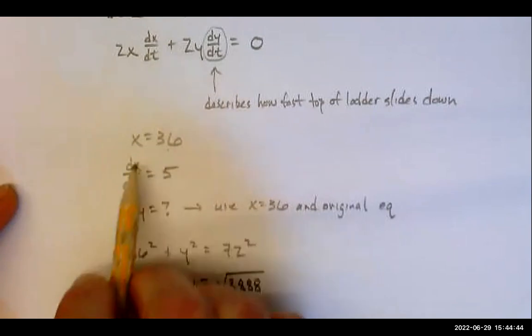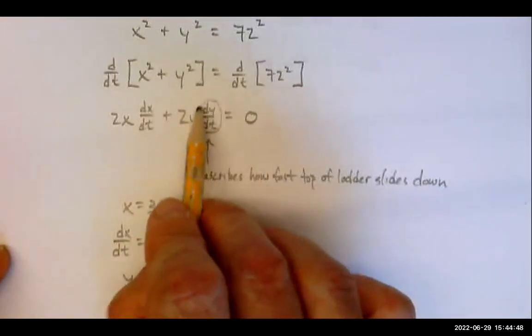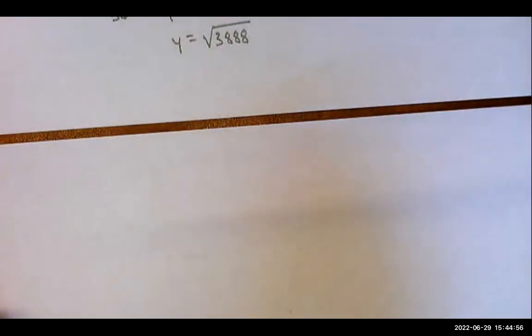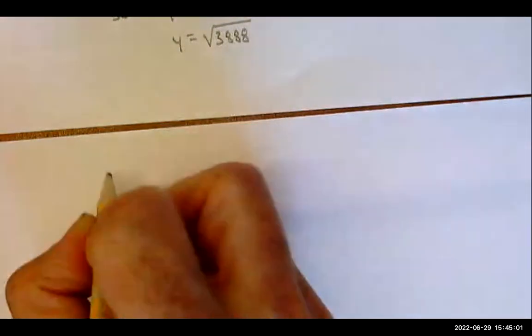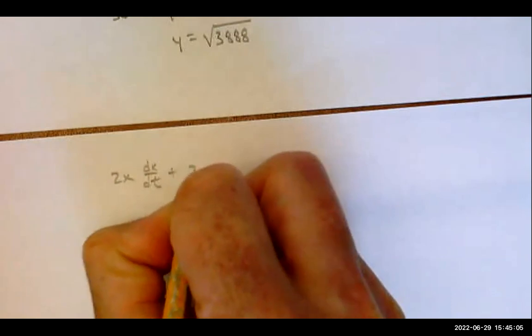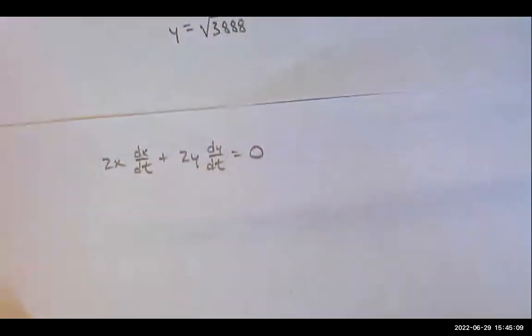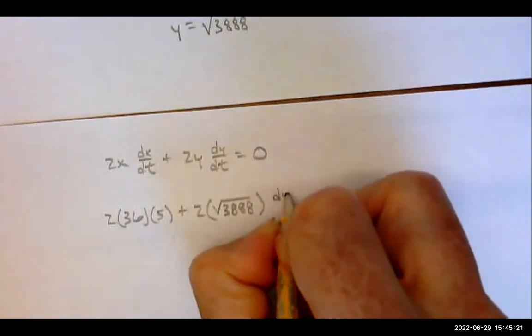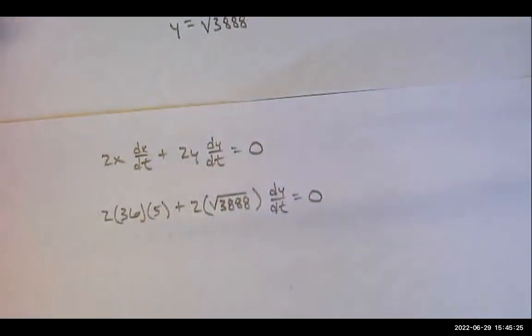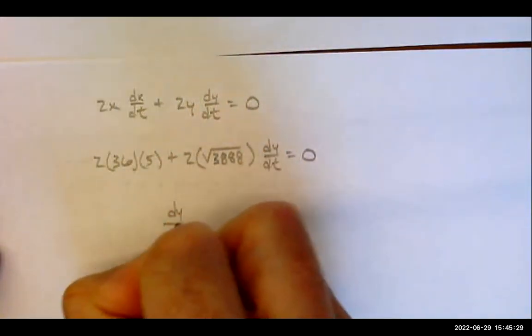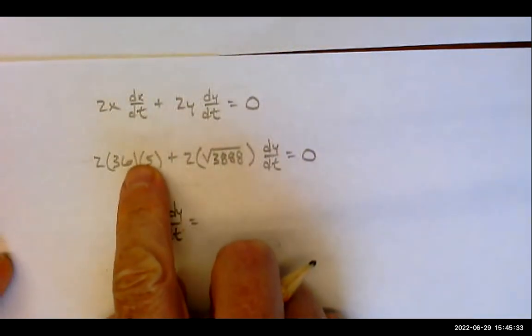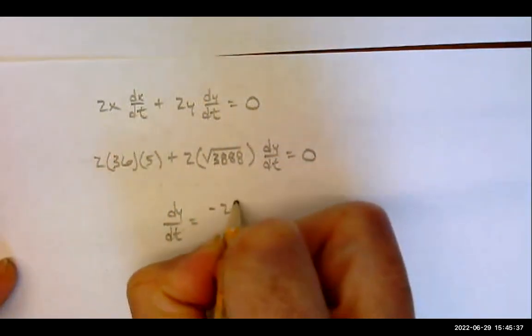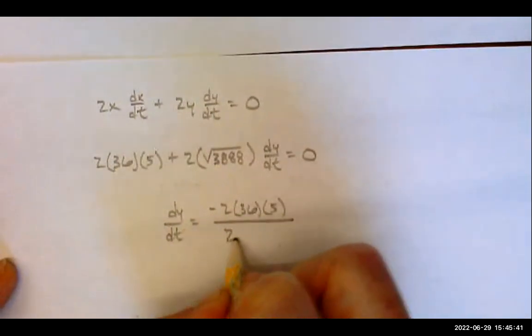All right, awesome. I know x, I know dx over dt, I know y. We can plug all of those in, and we can solve for dy over dt. Let me write this out again. 2x dx over dt plus 2y dy over dt equals 0. So that's 2 times 36 times 5 plus 2 times the square root of 3888 times dy over dt. Solving for dy over dt, what would we do? Subtract this number, divide by this number: negative 2 times 36 times 5 over 2 times the square root of 3888.